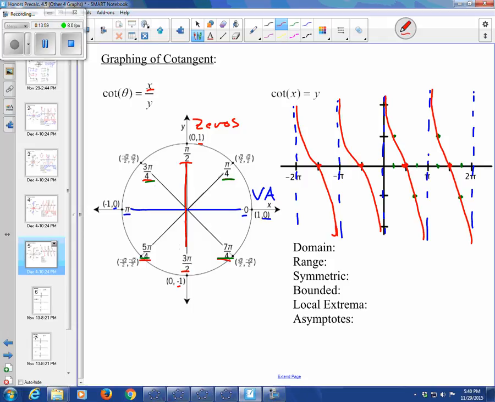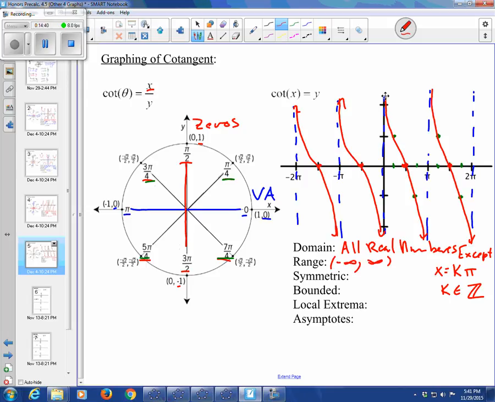The analysis here, we can do just like we did it before. So right here, domain is going to be all the real numbers, except for rotations that will land us on the x-axis, and those are integer increments of pi. So right here, all real numbers except for k pi, where k is an integer. The range is from negative infinity to positive infinity, right?